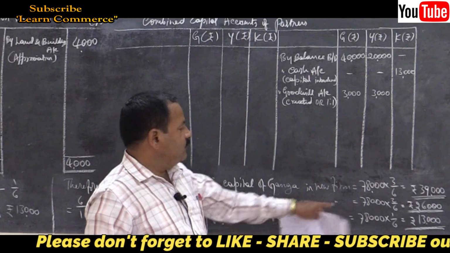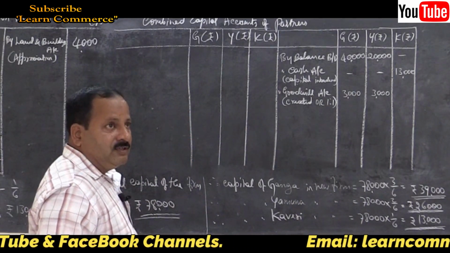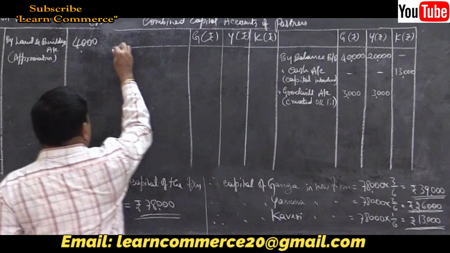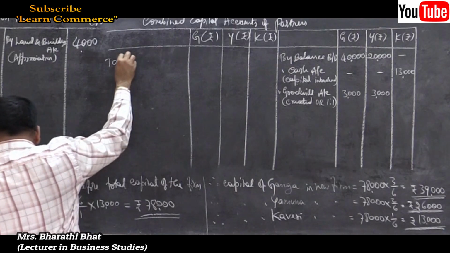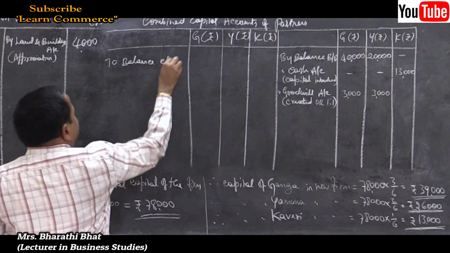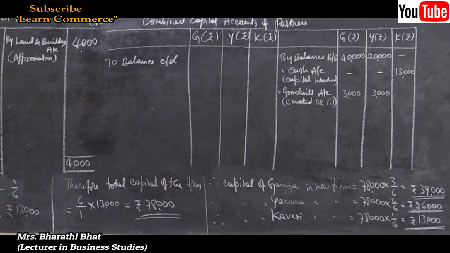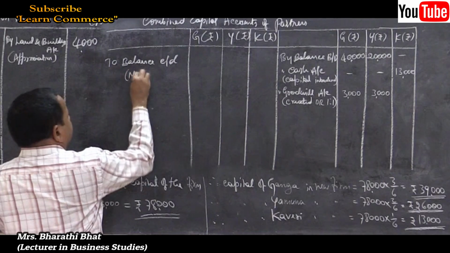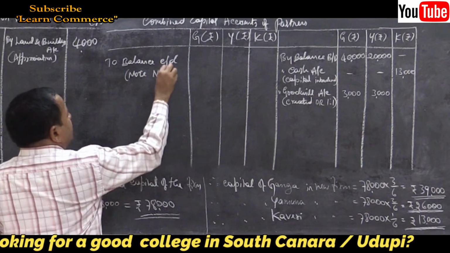Now, we have calculated how much capital should be there in the new firm. Let me write it here. We will bring down the balance first, that is, to balance carried down. This is not the balancing figure, remember. Give note number 1 to this, and write here note number 1. How you have arrived at this, note number 1 explains.